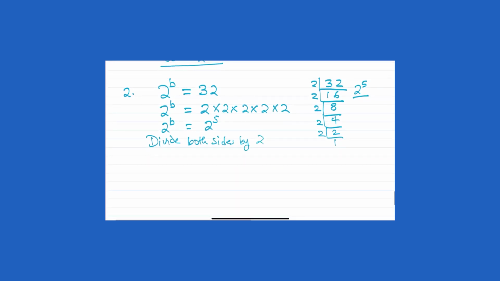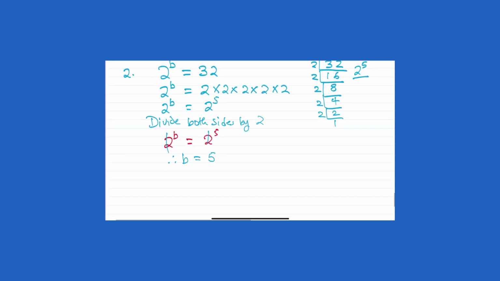And when we do that, see what happens? 2 to the power of b and 2 to the power of 5. We have this cancel out. Therefore, b equals 5. Again, please try and self-check your answer to see whether this is correct.